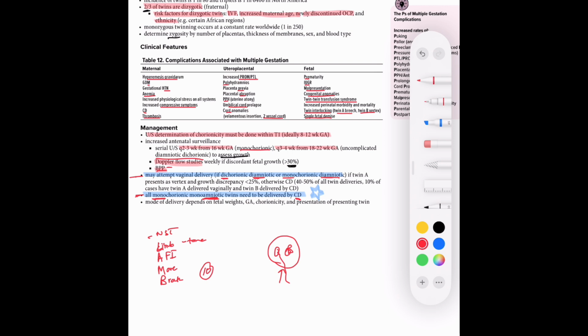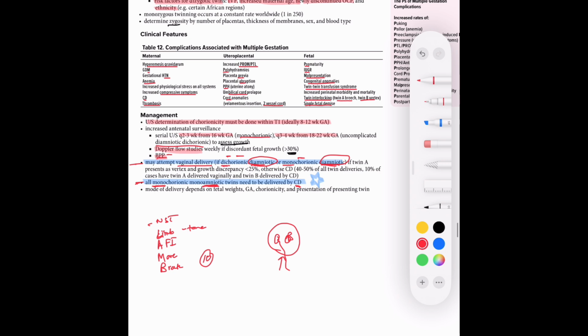But if they are diamniotic, even if they have 2 placentas, dichorionic, or 1 placenta, monochorionic, we can attempt vaginal delivery. If twin A presents as vertex and growth discrepancy is less than 25%, meaning no major changes in their growth, one is not growth restricted and the other one is not macrosomic, and baby A, who is going to deliver first, is in vertex position, we can go for a vaginal delivery. Otherwise, we have to go for cesarean delivery.